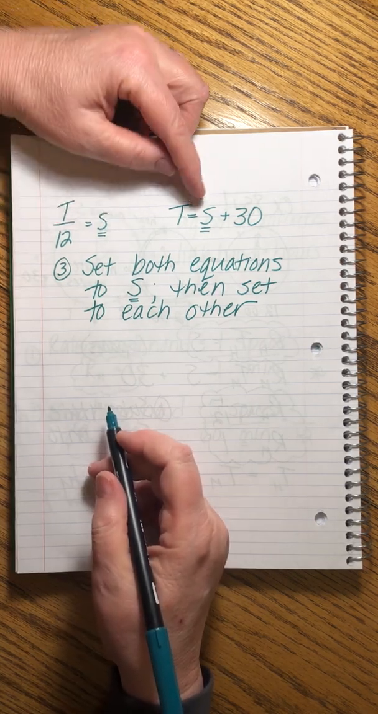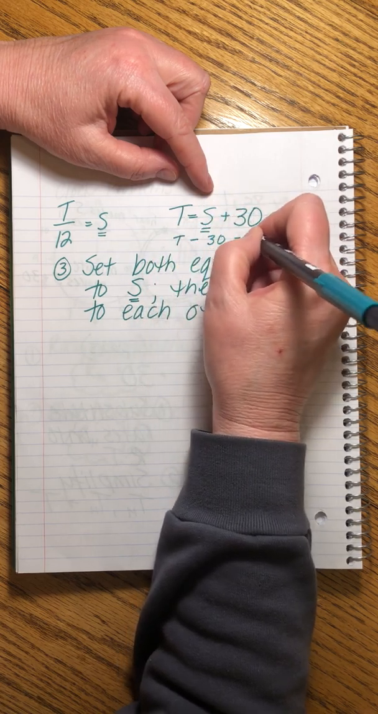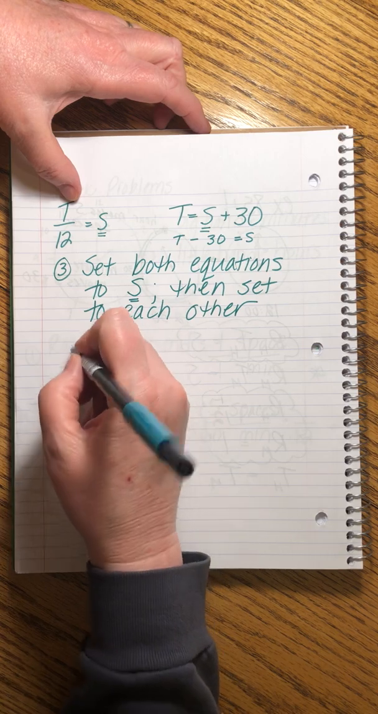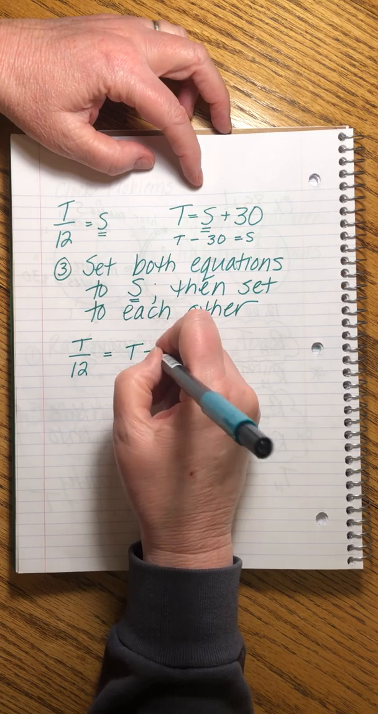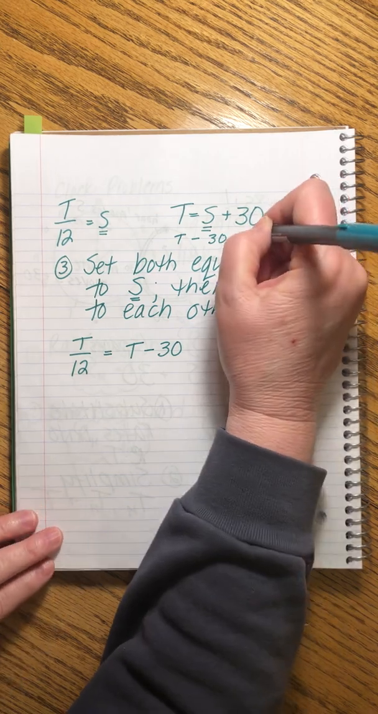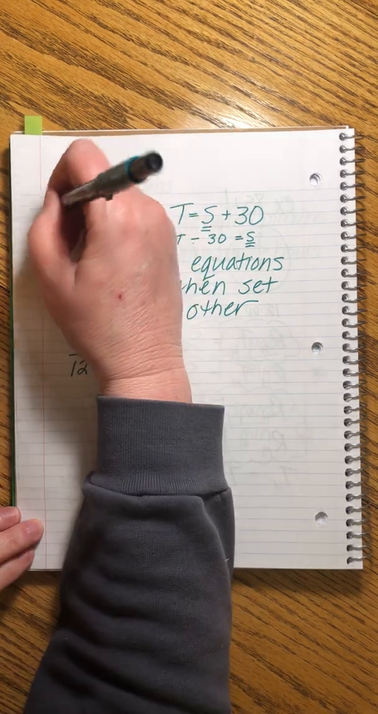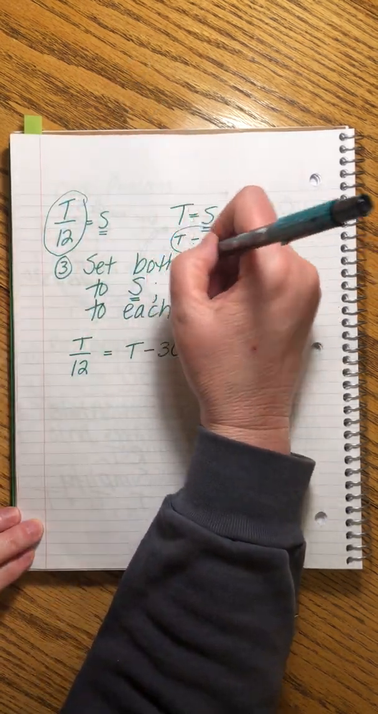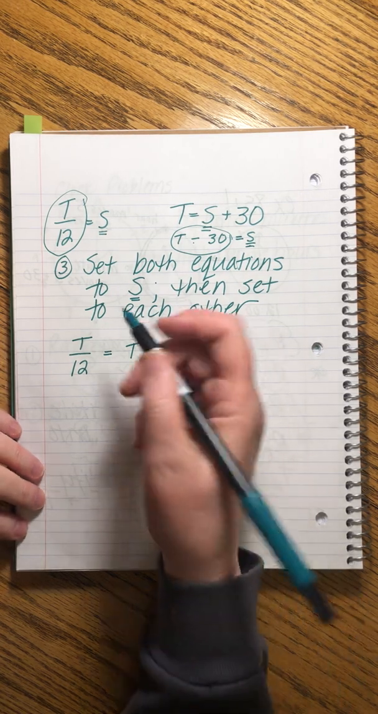So this one's all good to go. This one will change to t minus 30 equals s. And then we'll be able to say t over 12 equals t minus 30. That's what I mean by set them both equal to s, right? There's our s now. And then we're able to take those parts that are both equal to s and set them equal to each other. Okay, fabulous. We're almost there. And now we just algebra it up at this point, okay?